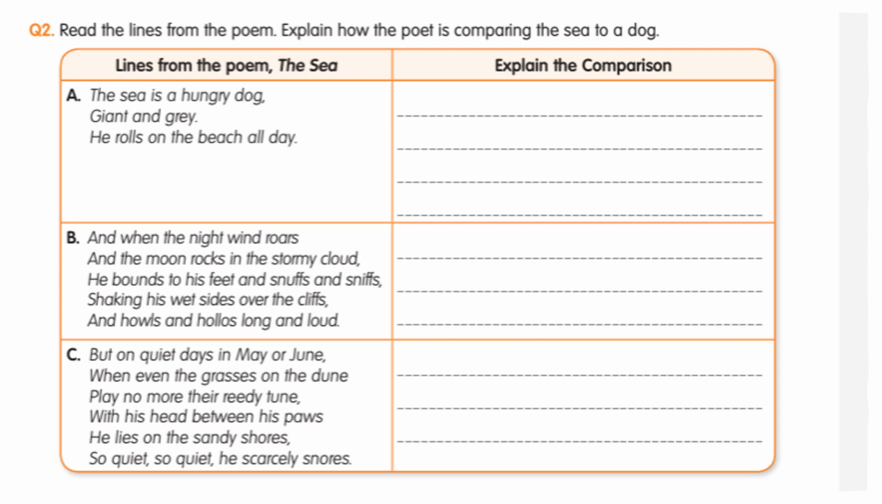question number 2, read the lines from the poem. Explain how the poet is comparing the sea to a dog. The sea is compared to a hungry dog who is wild, or who is dangerous. Okay. Who is giant, huge and grey, and it rolls on the beach all day.